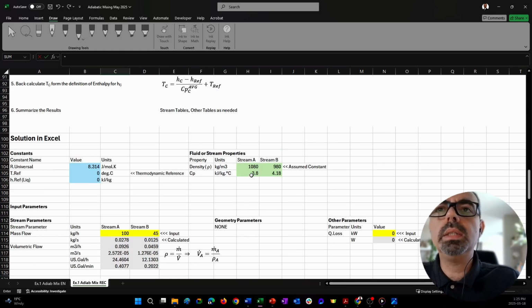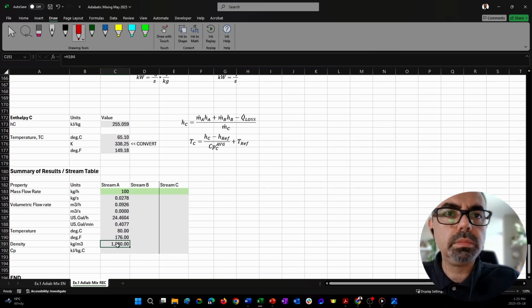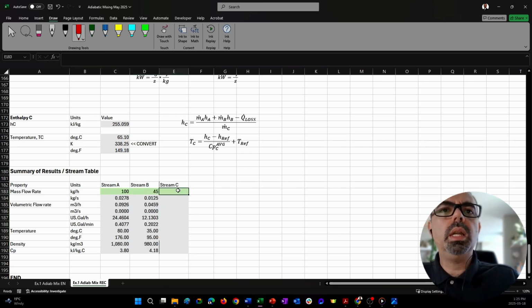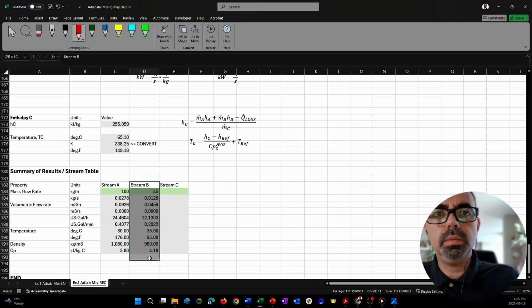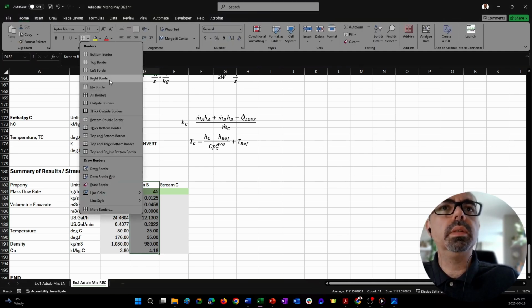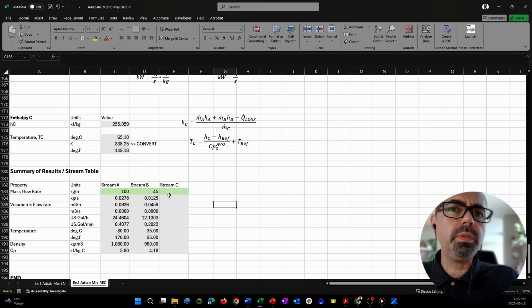So I have to go back here. Density and CP are together. So this one, I'll just drag it down. And for streams A and B, I know the values are next to each other. So I can just simply stretch it to the side, and I have all the information for stream B. Now we need to go and look for stream C. First, I need to do a little bit of formatting. I'll just add this line just for presentation to show that these are my input streams and these are the output streams. This is not necessary. It's just for looks, to make it look more professional.